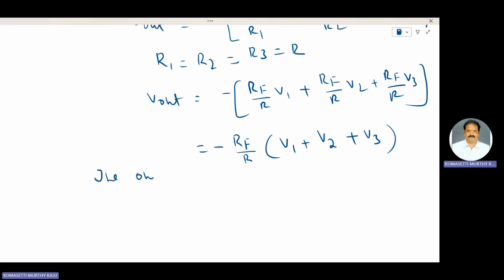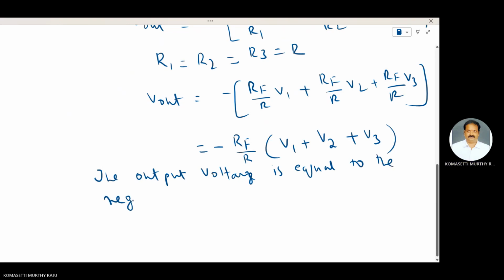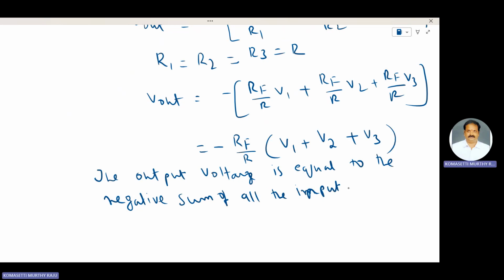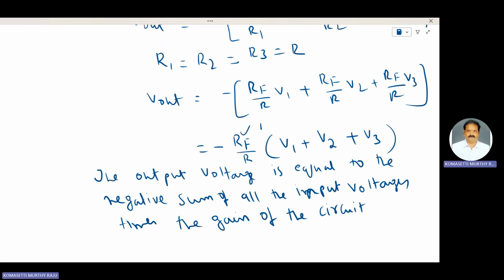The output voltage is equal to the negative sum of all the input voltages times the gain of the circuit. This one is the gain of the circuit.